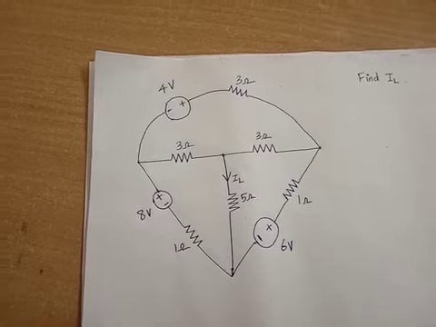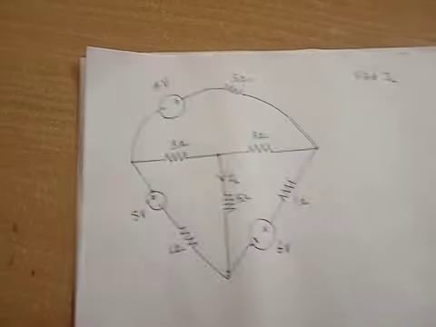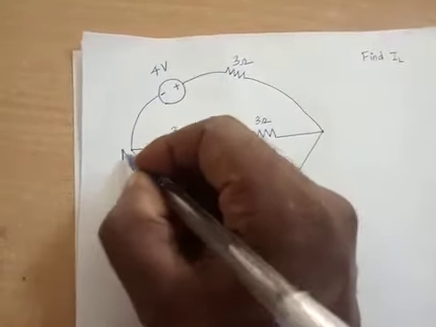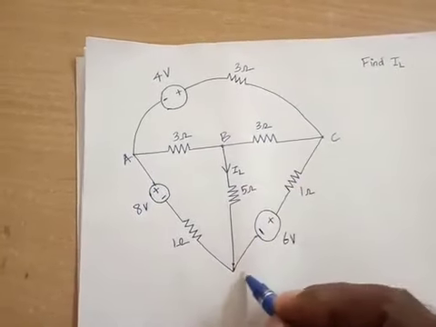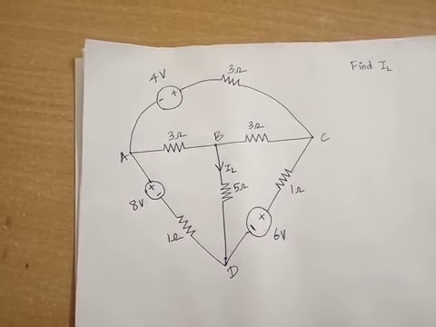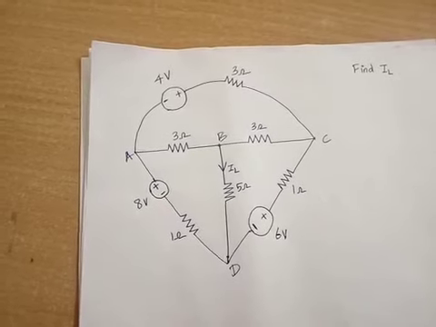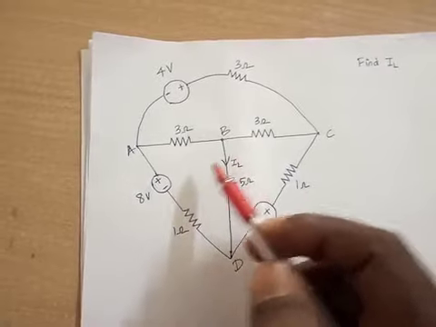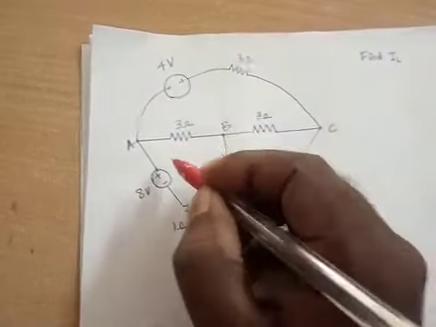What is the first step in mesh analysis? The first step, you have to name the circuit: A, B, C, D. Second step, assume the current in each individual closed path. Here there are three closed paths: first closed path, second closed path, and third closed path.